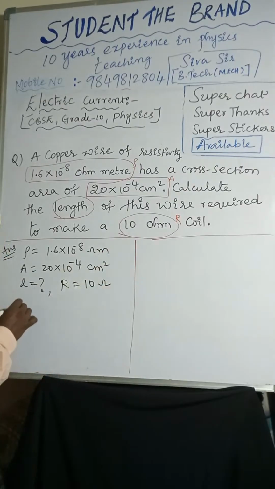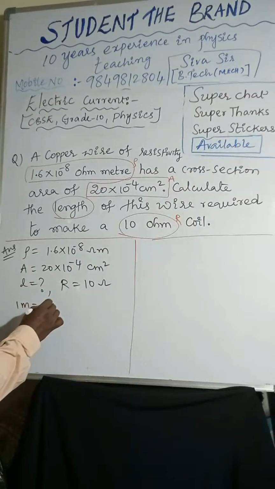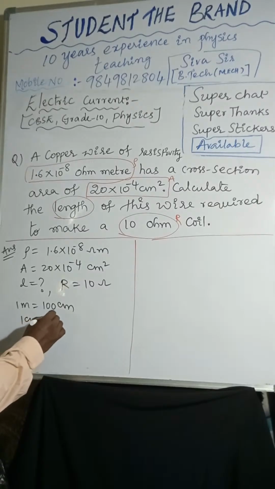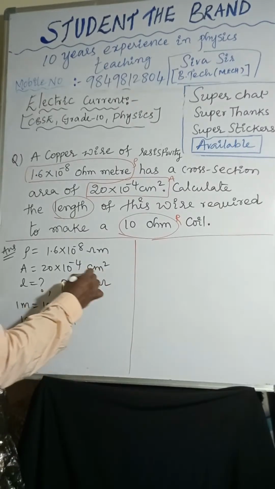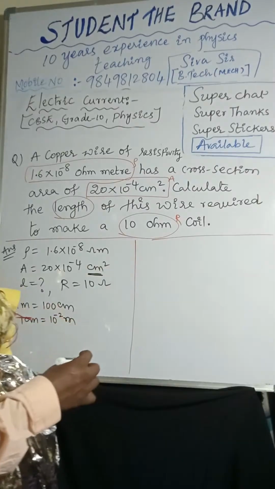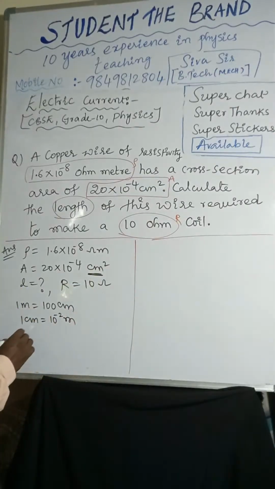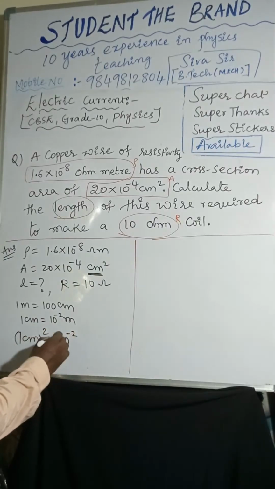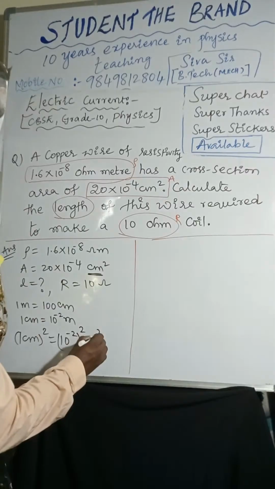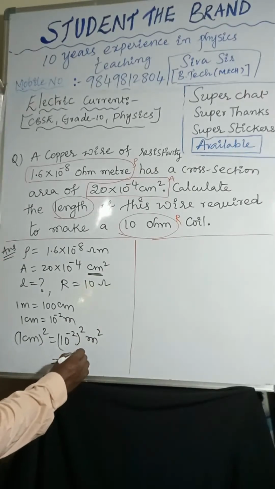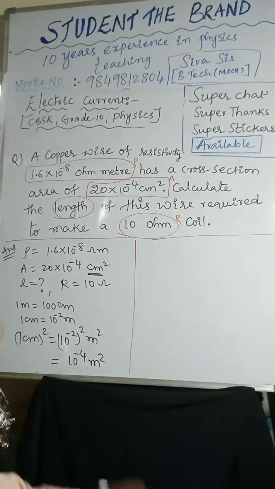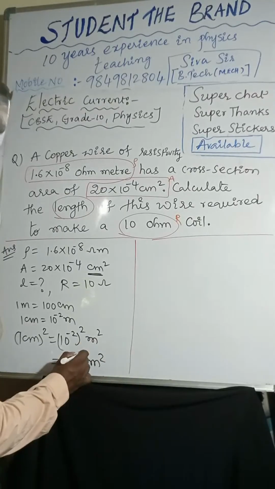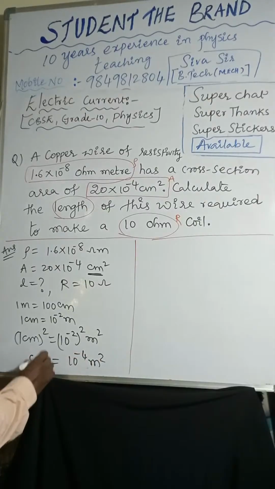Now 1 meter equal to 100 centimeter. 1 centimeter equal to 10 power minus 2 meter. So they given centimeter square. So converted, 1 centimeter square equal to 10 power minus 2 whole square meter square. Then you will get 10 power minus 4 meter square.